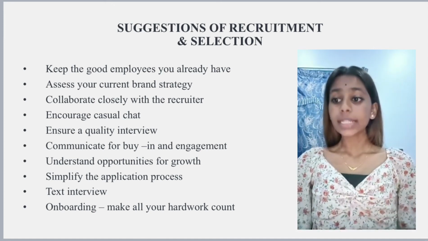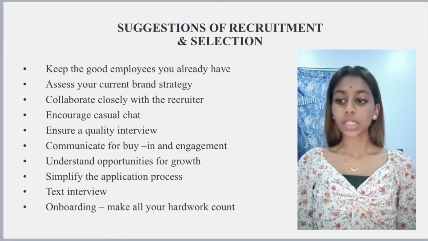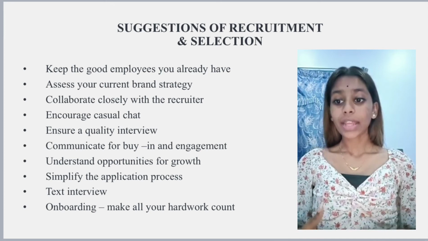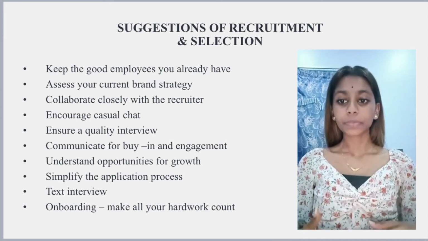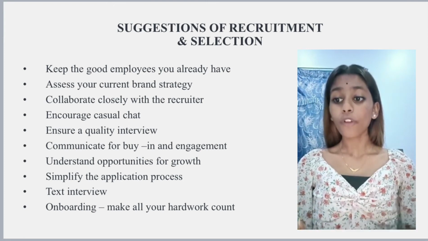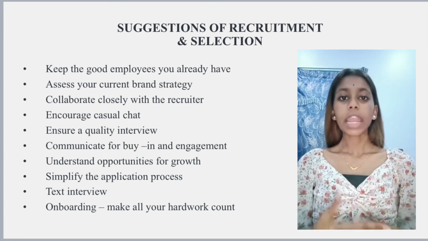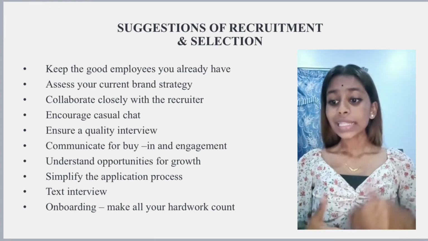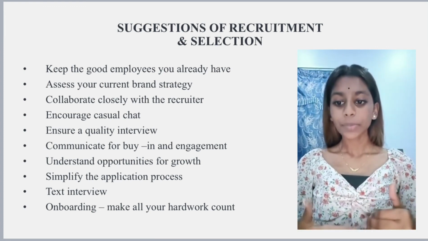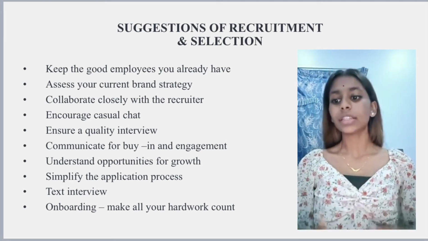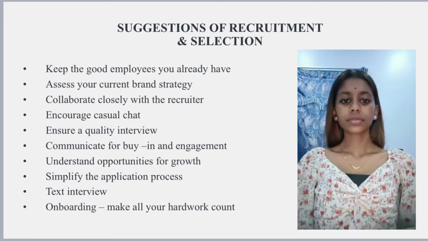And number eight is simplify the application process. You want to excite a candidate and sell the job to them. A complex application process puts off most candidates. And number nine is text interview. It is easy access and fast. A simple candidate experience are just two of the reasons why text interviews are so powerful.